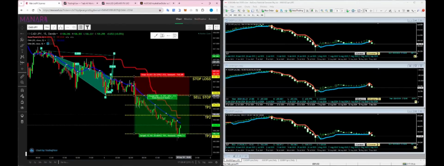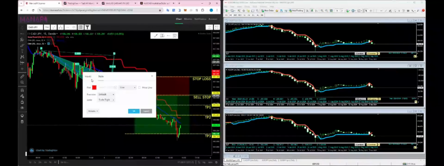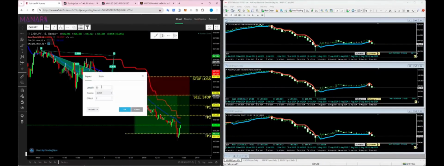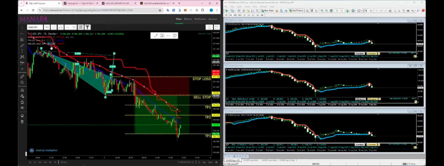That's the MA20. And then the last one, click on the middle button, format. The style is red, and the inputs is 50. 50 close 0. And there you go. That's all. That's all the indicator.